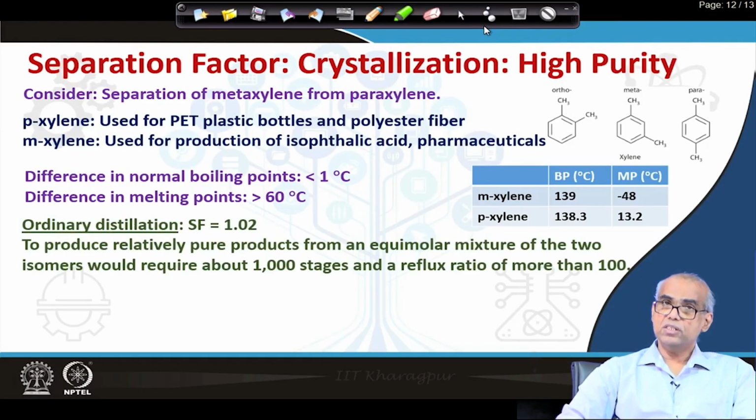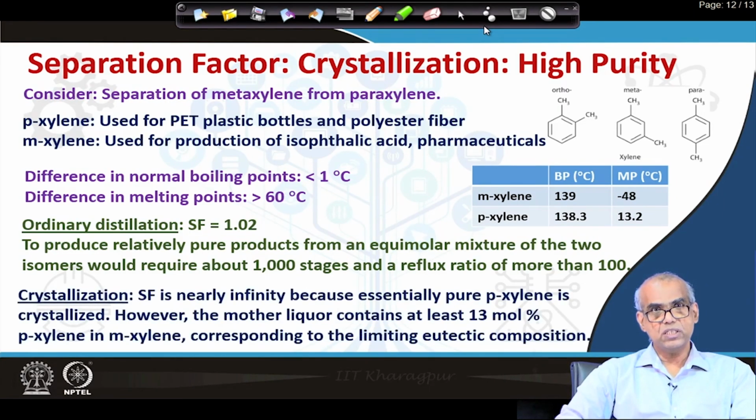So, ordinary distillation is definitely not a suitable choice. The separation factor is only 1.02, and to produce relatively pure products from an equimolar mixture of the two isomers of paraxylene and metaxylene, we may require a distillation column with more than 1000 stages and a reflux ratio as high as about 100. However, if we use crystallization, the separation factor is almost infinity, because nearly pure paraxylene can be crystallized.